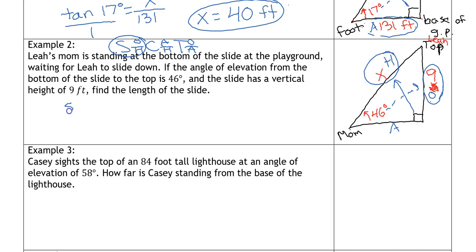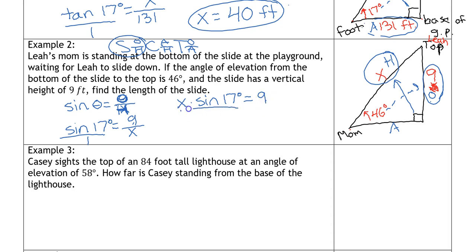So sine of theta equals 9 over x. So sine of 17 degrees equals opposite over hypotenuse. So sine of 17 degrees equals 9 over x. I'll put my angle over 1 and cross multiply. So I have x times the sine of 17 degrees equals 9 times 1, which is 9.